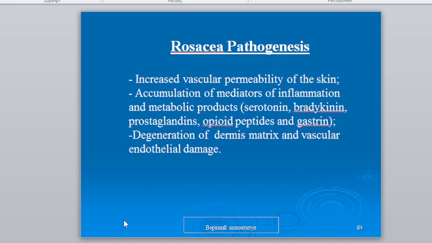Next, rosacea pathogenesis. Increased vascular permeability of the skin. Accumulation of mediators of inflammation and metabolic products: serotonin, bradykinin, prostaglandins, opioid peptides, and gastrin. Degeneration of the dermis matrix and vascular endothelial damage.